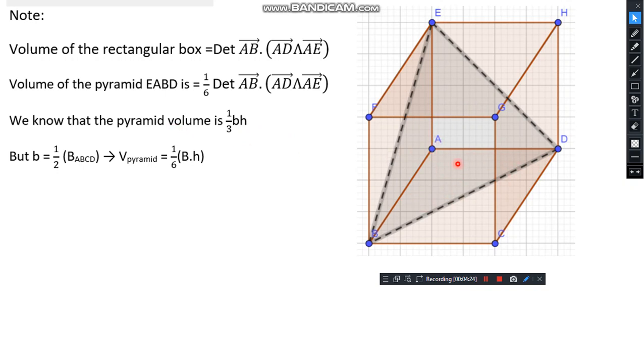Now the base here is half the base of the parallelogram. So it's half, and you have 1 over 3, so the volume of the pyramid is 1 over 6 the determinant. So it's 1 over 6 base times height. If the volume of the rectangular box is the box product, which is the determinant of AB dot AD cross AE, this is the box. If they want the volume only of the pyramid, this measure you divide by what? By 6.